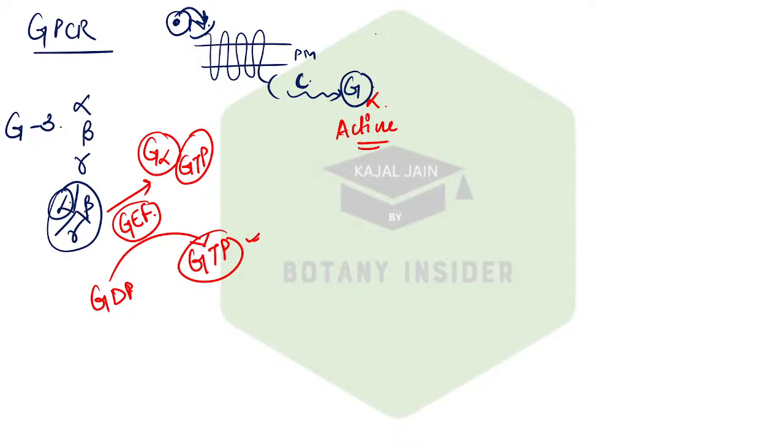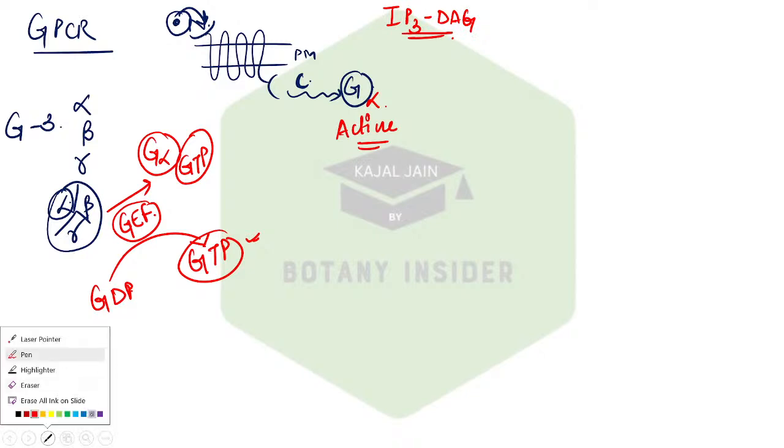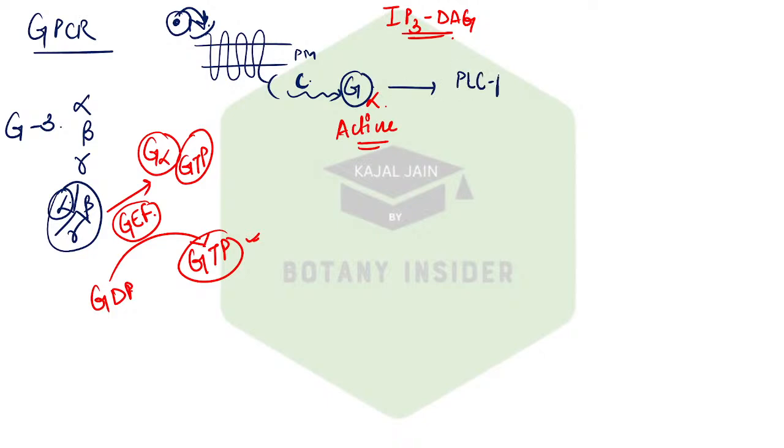Now comes the change in our GPCR, in our IP3-DAG pathway. How does it actually operate? Understand this, very, very important. Understand this entire segment now. What happens? G alpha, your G protein with the alpha subunit, is activated. What will it be doing? It will be interacting with PLC beta.